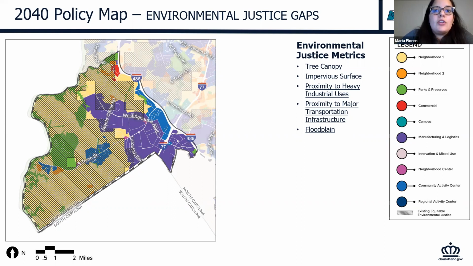The place type mapping effort also used buffering and transitions to reduce the proximity between neighborhoods and heavy industrial uses or major transportation infrastructure. Opportunities to provide buffering or transitions are limited based on existing development. So other tools outside of place types will need to be explored to help address some of those inequities where they exist.